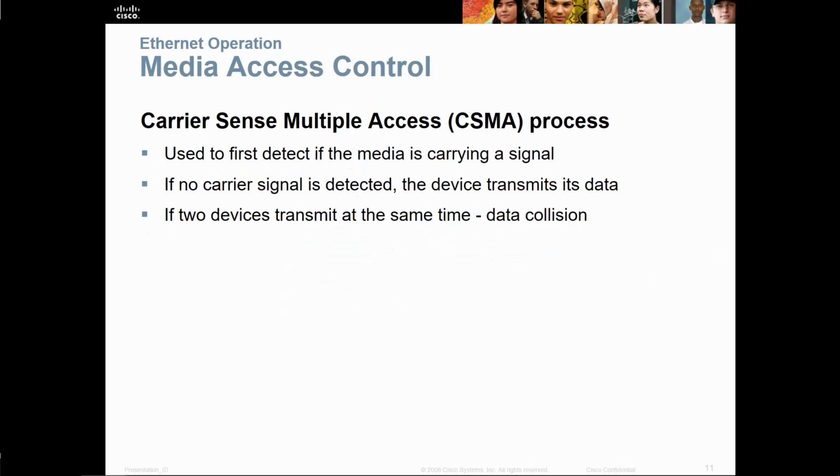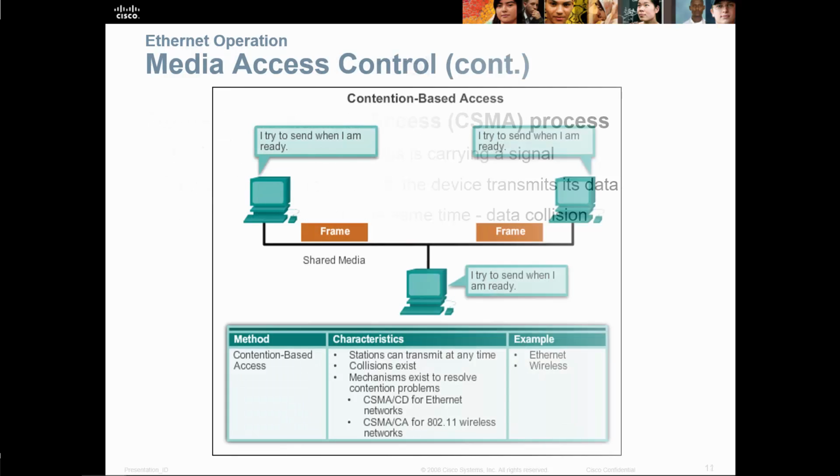So again, carrier sense multiple access. It is used to first detect if a media is carrying a signal. If no carrier is detected, then you're free to transmit data. However, if two things are trying to talk at once, a collision may occur. Thus, a standoff time, which is a random time, is implemented between both nodes, allowing a break, thus preventing or mitigating a collision.